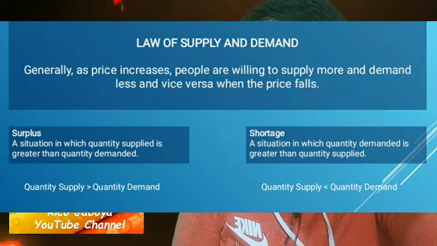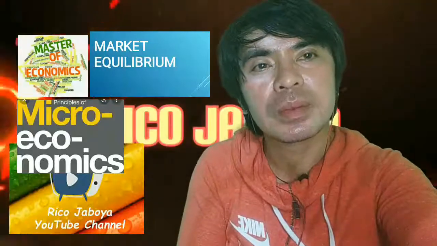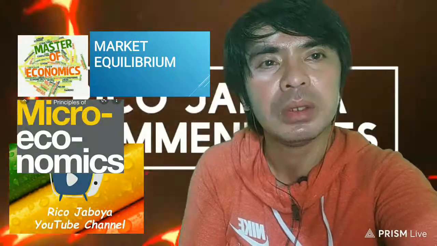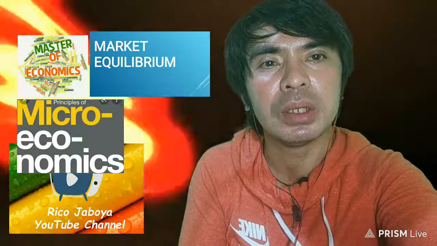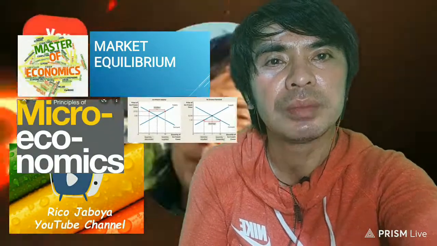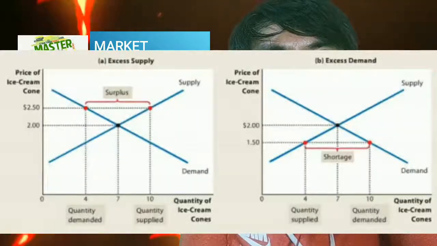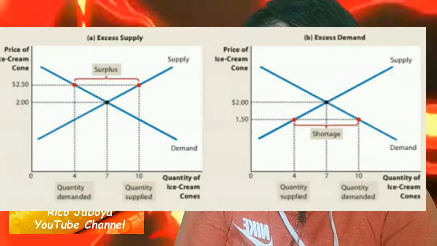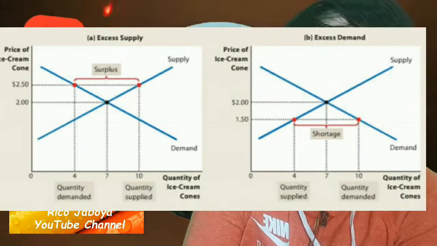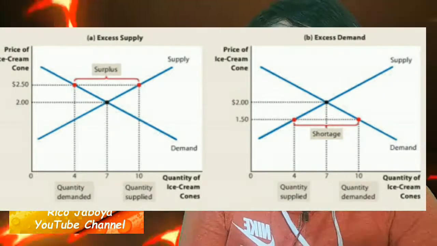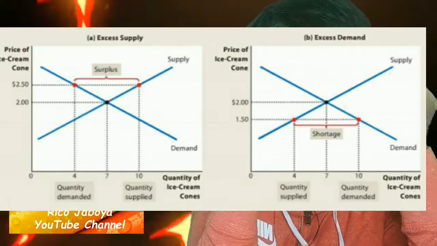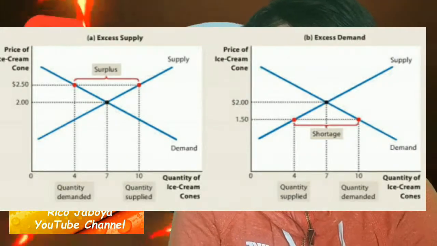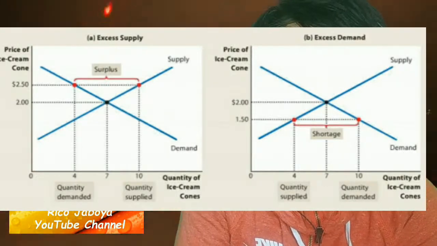So let's check the other image so that I can show it to you and explain. All right, this one. Okay, ito. Tingnan natin mabuti. Okay. So kung makikita ninyo guys, makikita ninyo dyan, we have surplus and shortage. Where can we find surplus and shortage? So dun muna tayo sa excess supply, right? Sir, paano po ba namin malalaman pag surplus dito sa graph?